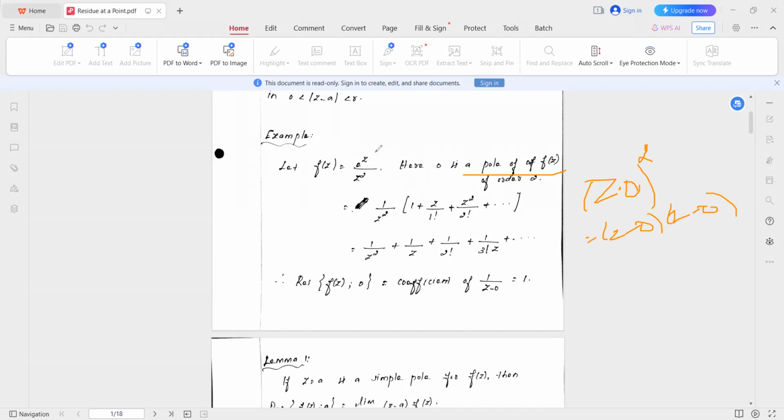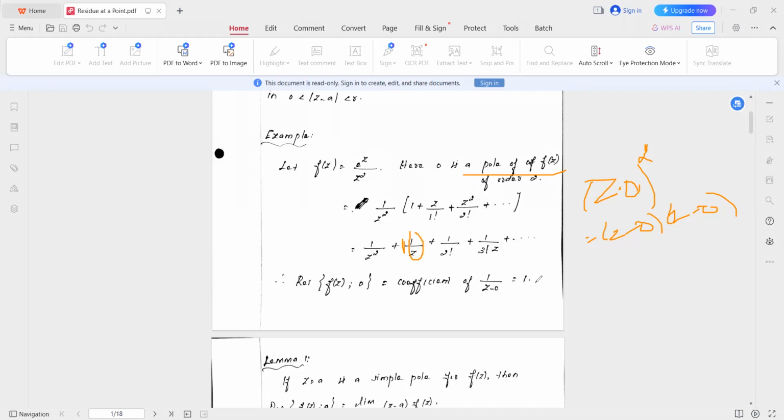So f of z is equal to 1 by z square. Then we write the expansion of e power z. So 1 by z square into 1 plus z by 1 factorial plus z square by 2 factorial and so on. Multiplying by 1 by z square, we get 1 by z square plus 1 by z plus 1 by 2 factorial and so on. So the residue of the function f of z at the point 0 is, by the definition, the coefficient of 1 by z minus 0, which is nothing but 1. Therefore, the residue is equal to 1.